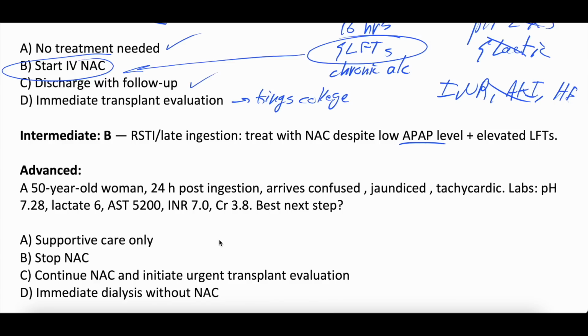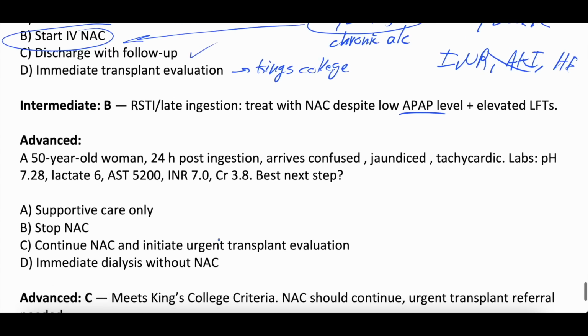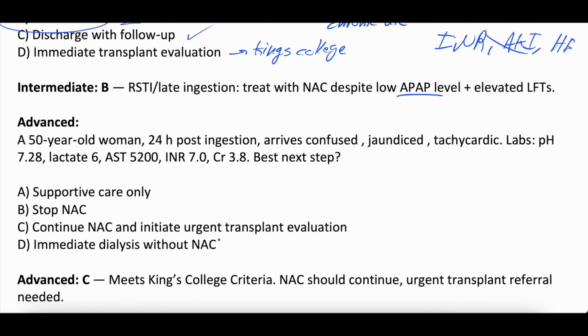We kind of talked about this in the last question. The answer is C, which is continue N-acetylcysteine and initiate urgent transplant evaluation. So the key here is that this patient meets those King's College criteria, right? They actually meet multiple of them. They meet the one that is pH of less than 7.3, because this patient's pH was 7.28. They meet the one that is elevated lactic acid, because this patient's lactate was 6.